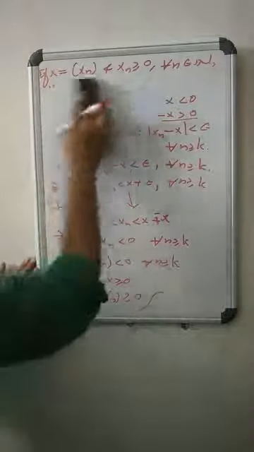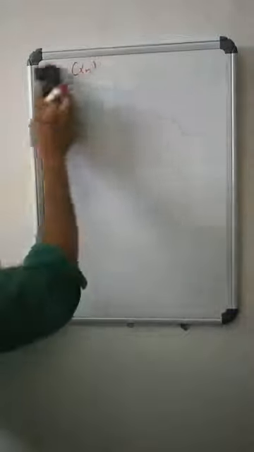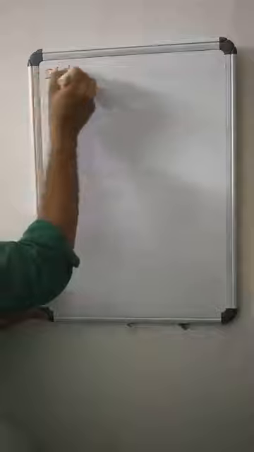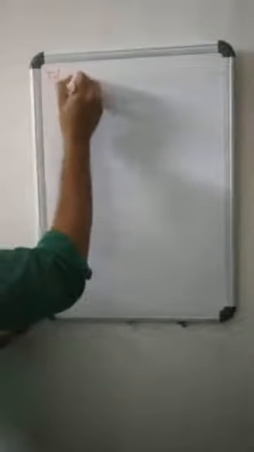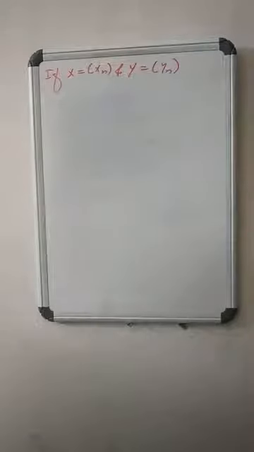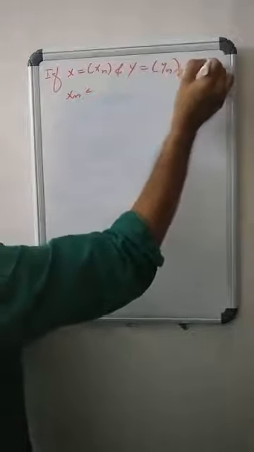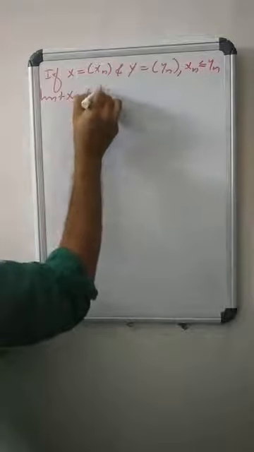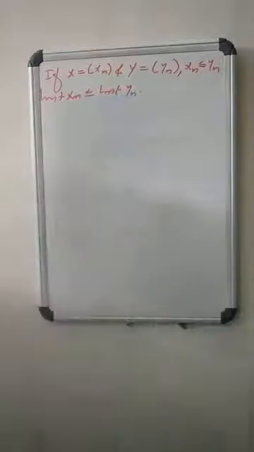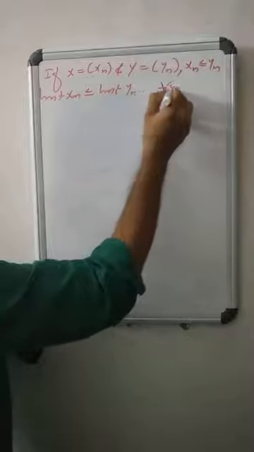Now, consider another result. If x = (xn) and y = (yn) are any two sequences of real numbers with xn less than or equal to yn, then prove that limit xn is less than or equal to limit yn, for all n in N.